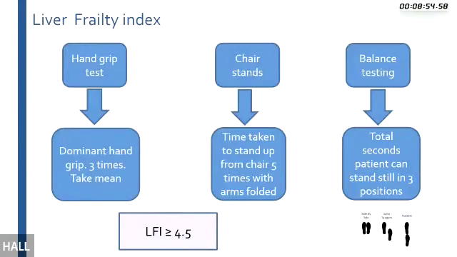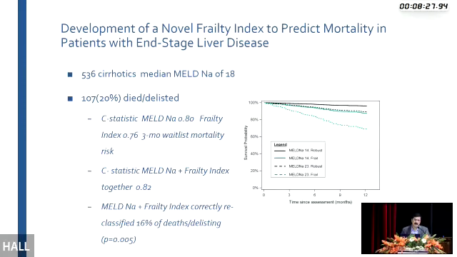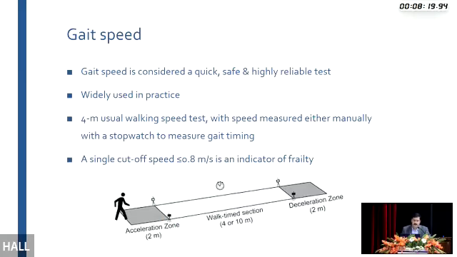Liver frailty index, in this you look at the hand grip strength, the chair stands, and the balance testing. And if the LFI is more than 4.5, you label them as frail. If it is between 3.2 and 4.5, they are pre-frail, and if it is less than 3.2, then they are robust. This was based on, again, a good study by Jennifer Lai et al., and they looked at 536 patients, and they showed that survival of patients is better predicted if you use the MELD sodium and the frailty index. So let's look at this simple test which can be used for assessment of frailty.